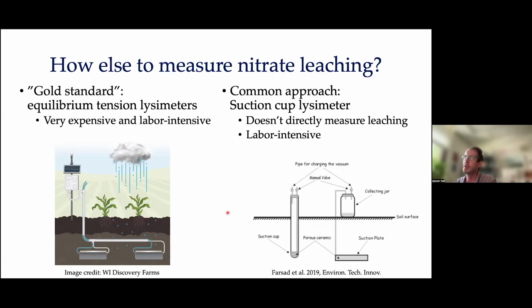You may also be familiar with another common approach for measuring nitrate leaching. This is known as the suction cup lysimeter. Essentially, this is just a tube that you stick in the soil, and on the end of it, there's typically a little porous suction cup. And so you can apply a vacuum to that tube, suck some of the soil water in, and collect it in a bottle. This is potentially useful for getting snapshots of nitrate concentrations in the soil water.